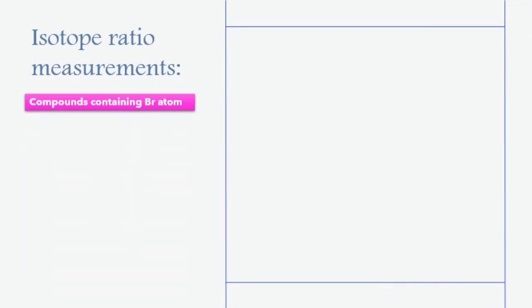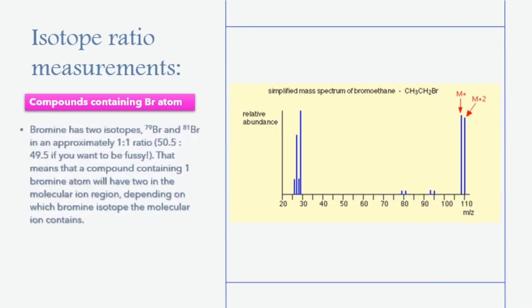Second, compounds containing a bromine atom. Bromine has two isotopes, Br79 and Br81, in an approximately 1:1 ratio, 50.5 to 49.5, if you want to be fuzzy. That means that a compound containing one bromine atom will have two peaks in the molecular ion region, depending on which bromine isotope the molecular ion contains. Unlike compounds containing chlorine, those two peaks will be very similar in height.